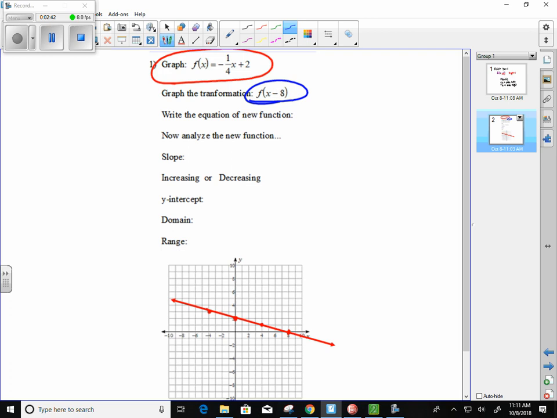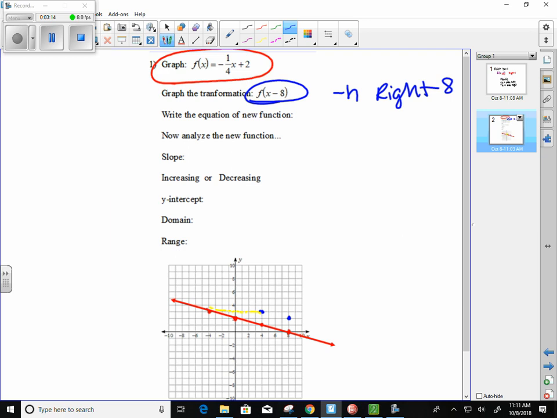So remember, that's a minus h. So that means we're going to be going to the right 8, based off of our transformations we learned last week. So I'm going to take each of these points and move them to the right 8 times. So 1, 2, 3, 4, 5, 6, 7, 8. So here is this point right here. I've moved it over 8. And I've got to do that to each of the points that I'm able to fit on the graph. So 1, 2, 3, 4, 5, 6, 7, 8.